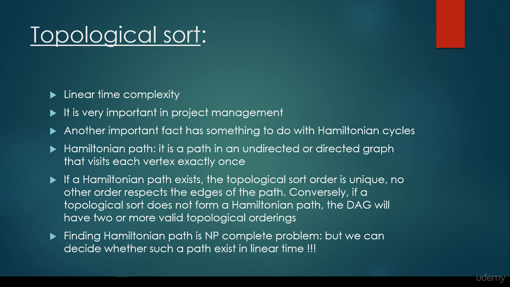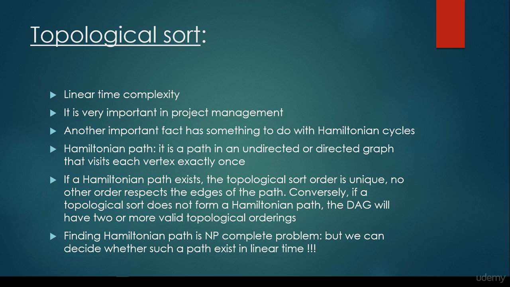But if a Hamiltonian path exists, then the topological sort order is unique. It means that we have a single topological sort order. Sometimes for a given graph there may be several topological orders, but for a Hamiltonian path the topological sort order is unique. We have a single topological sort order, so no other order respects the edges of the path. Conversely, if a topological sort doesn't form a Hamiltonian path, then the directed acyclic graph will have two or more valid topological orderings.